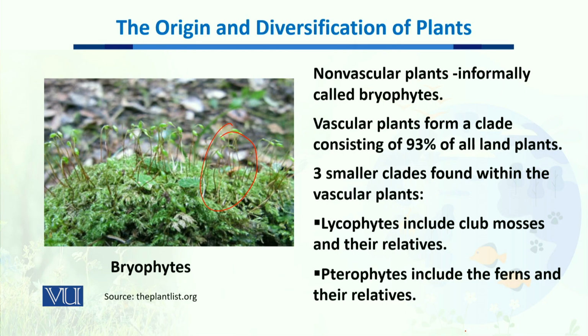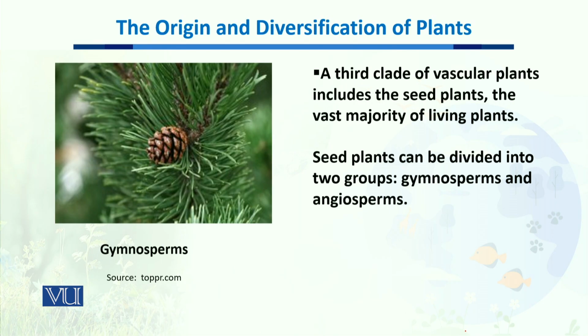They are divided into three clades, which are present within this large group of vascular plants. The most basic one is the lycophytes, which include club mosses and their relatives, while we have pteridophytes or pterophytes that include the ferns and their relatives. Other than these, the large and the most important clade of vascular plants includes seed plants, and they make up the majority of living plants exhibited in different ecosystems.